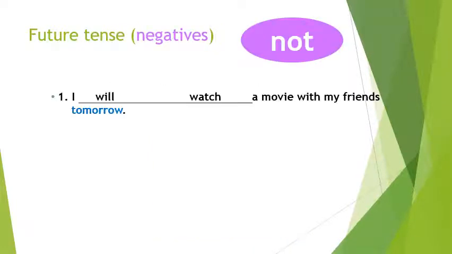What about if we use the negative form? Negative form means using the word not. For example, we just talked about, I will watch a movie with my friends tomorrow, right? What if we say something negative, with the word not? Then we would say, we will not watch a movie with my friends. So you need to add the word not after the word will.